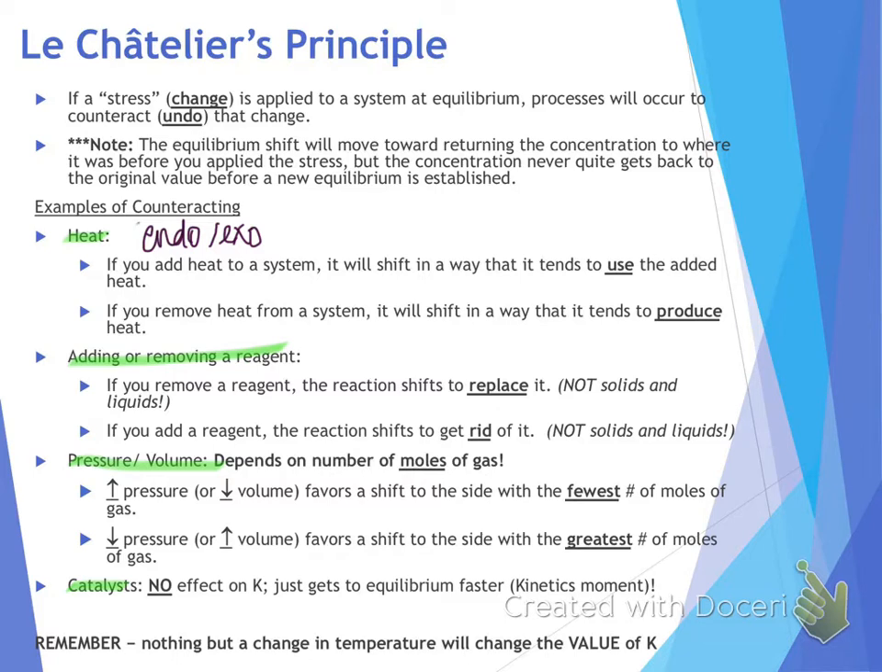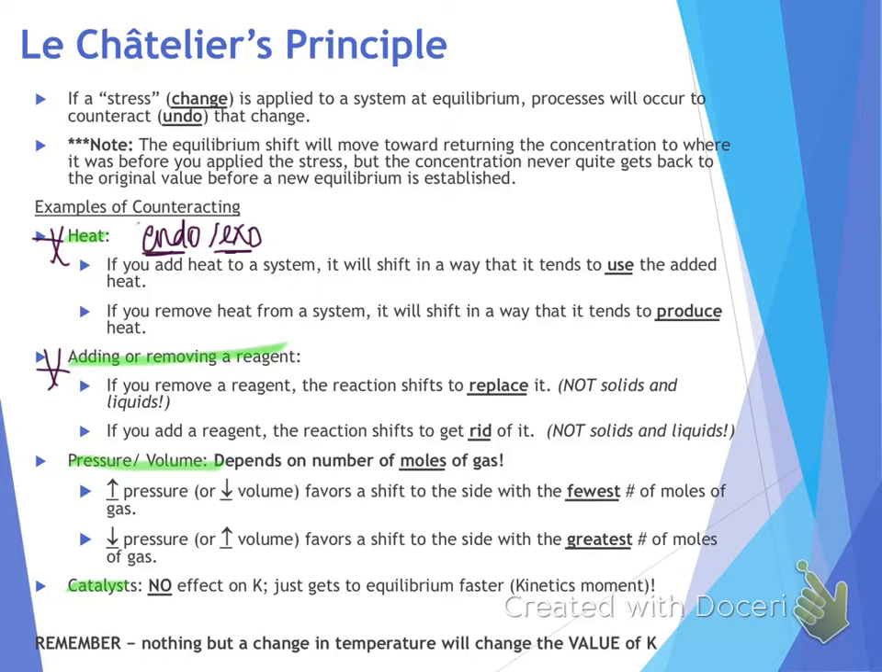Your system, if you add something, is going to shift in a way that is trying to use up the excess that you added. Whenever you remove something, your system's trying to get back to where it was, so it needs to go and try and replace what you removed. Whenever it's exothermic, we consider heat to be a product. So if we increase a product, we're going to shift away from it to use up the extra. If we decrease a product or the heat, we're going to shift towards it. So heat and adding or removing your reagents are treated the same way, but for heat, we just have to know if it's endo or exo, so we know if our heat is a product or a reactant.